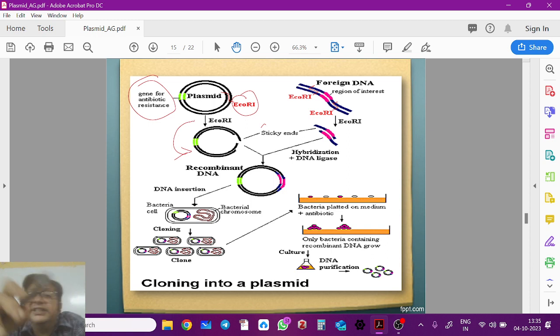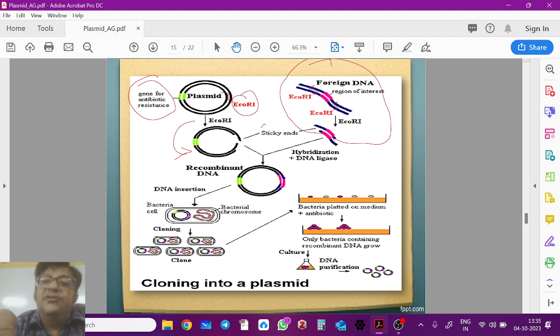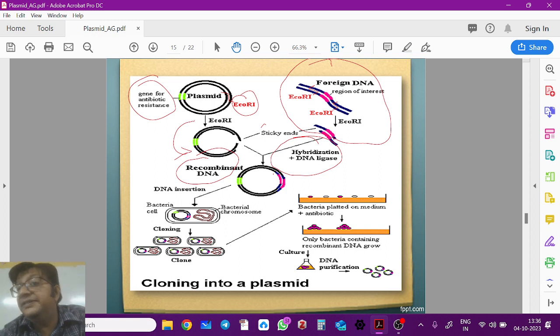Then on the right of the slide you have the foreign DNA. So the foreign DNA is in between two EcoR1 sites, say for example. And the pink is the region of interest. You cut it with EcoR1. So the insert is also EcoR1, and the vector ends are also EcoR1. You hybridize and ligate it. So you see the recombinant DNA which is formed, which has both the green antibiotic resistance, the whole plasmid, as well as the pink region, that is the gene of interest.